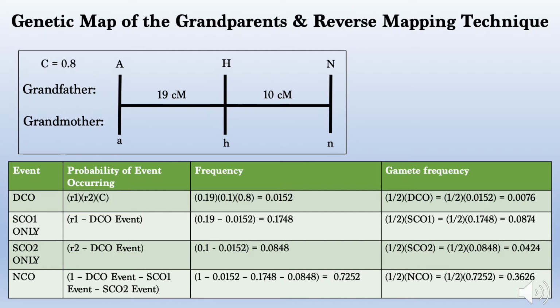Using this map, we can predict the probability of the 8 gamete types that could be created by someone who is heterozygous for these traits, like Anna is. Using the reverse mapping technique shown in the table here, we are able to predict the frequency that one of these crossover/recombination events will occur during prophase 1 of meiosis.